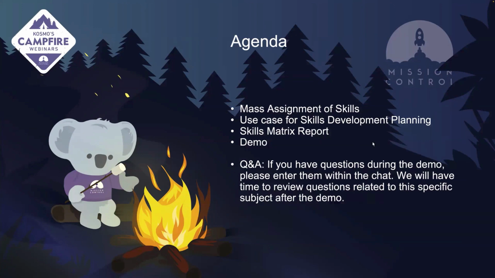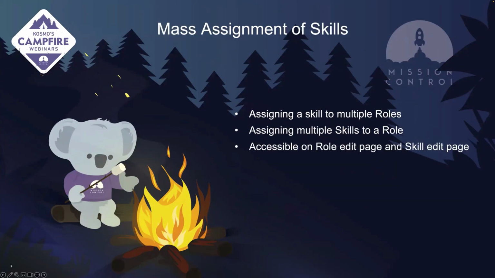We're going to be talking about some use cases for the skills development planning. We'll also be reviewing the skills matrix report, and then we can move on to a demo of each one of those features. So, mass assignment of skills. You've been able to assign skills to users by using the skill assignment object, but now we've added a functionality where you can mass assign skills to users, and there's two different ways you can go about this.